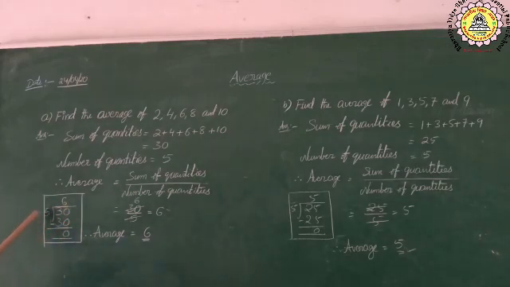Just observe this one. 5 divides 30. How many times? 6 times. 5 6s are 30. So 30 minus 30 is 0, which is the remainder. And 6 is the quotient part, and it also represents the average. Therefore 5 goes 6 times in 30. That means 5 6s are 30. So 6 is the answer. Therefore average is equal to 6.